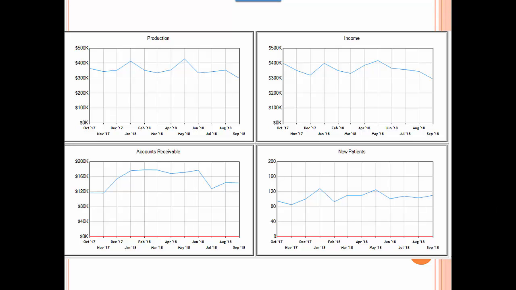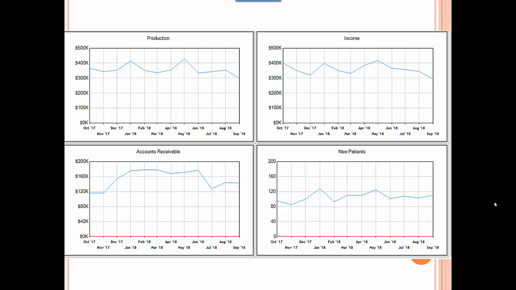On the lower left, you can see the accounts receivable are about 1/2 of the average monthly production. That's good. That's where we'd like to see it. You can get a little bit lower than that, but that's a good number. On the lower right, if you look at the number of new patients, this practice gets a whole bunch of new patients. We'd like to see about 30 new patients per doctor in the practice to have a healthy practice.